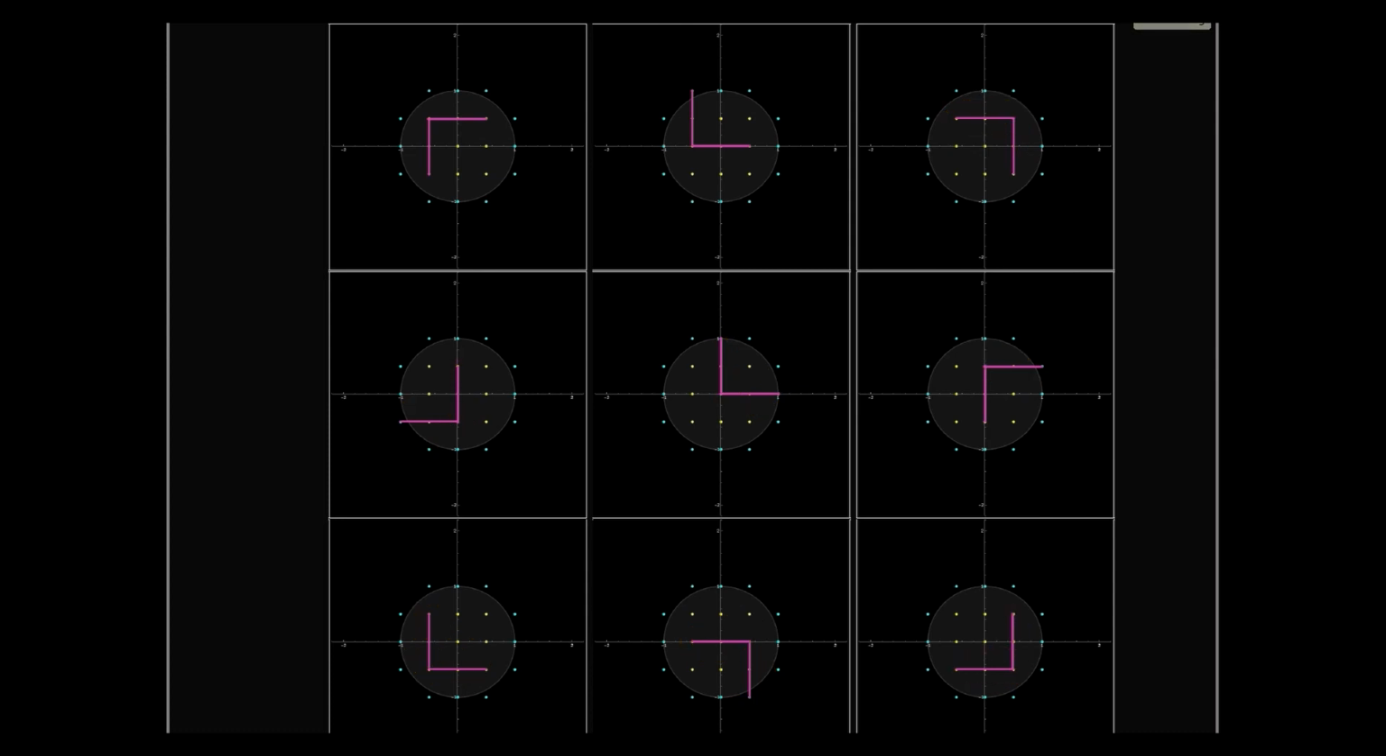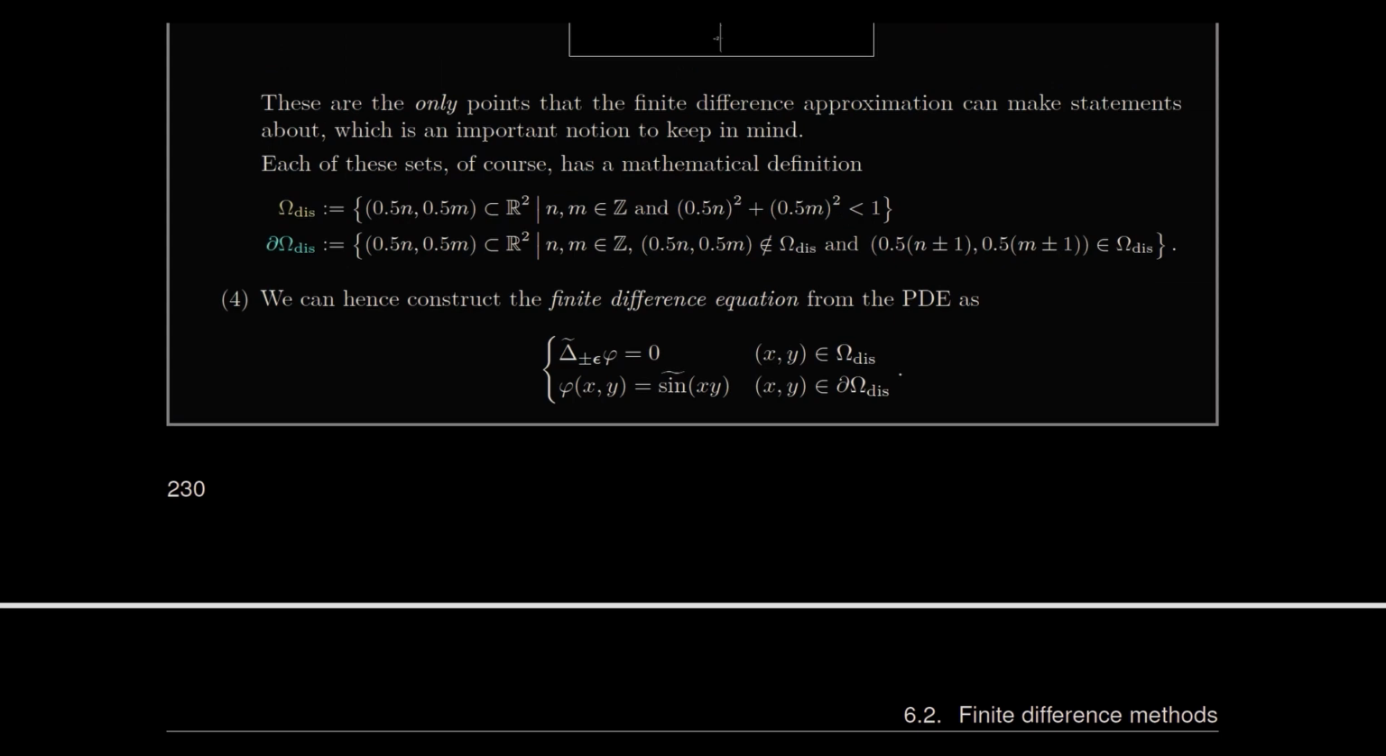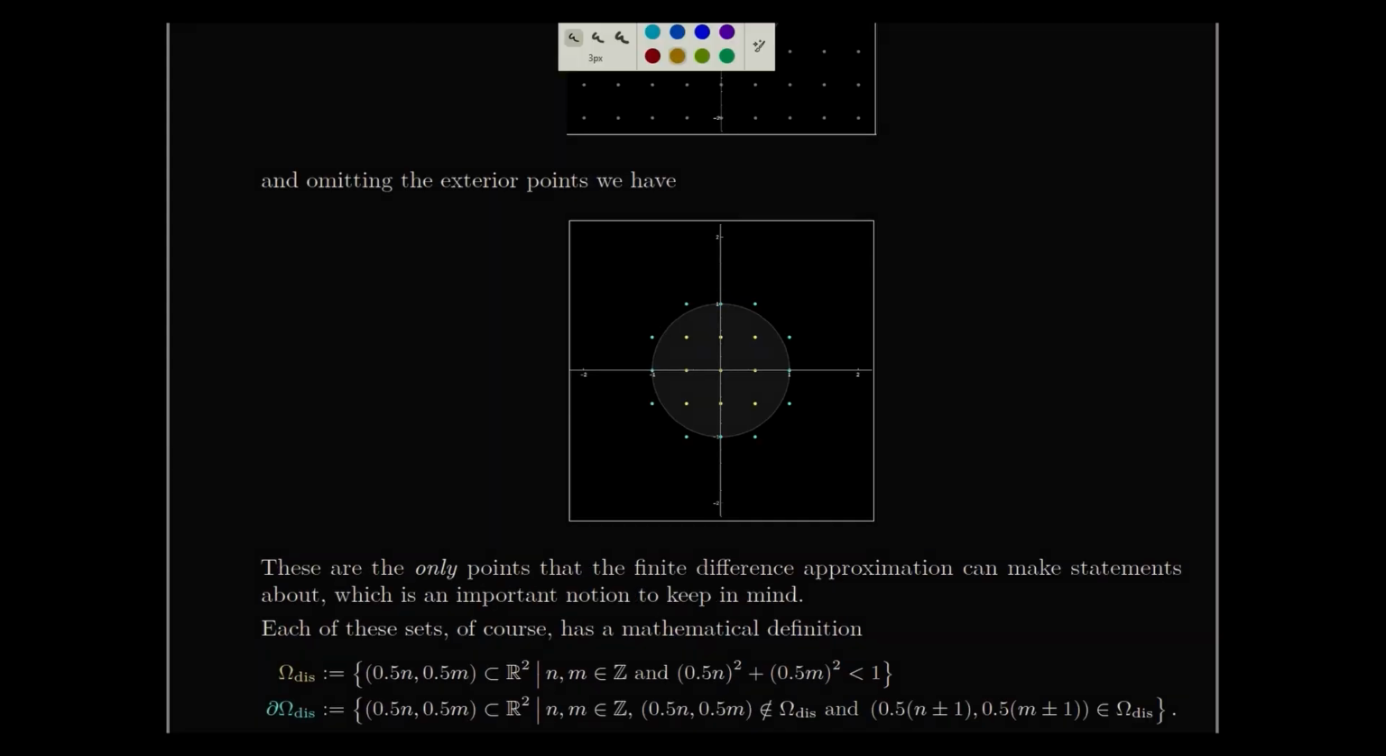Now, what I've done is this is 9 equations worth of approximations to the Laplacian, right? Every single one of these L-shaped structures is an approximation to Laplacian at its corner. So I've got 9 approximations to Laplacian. And the reason I chose 9 is because how many interior points did we have? We had 1, 2, 3, 4, 5, 6, 7, 8, 9.